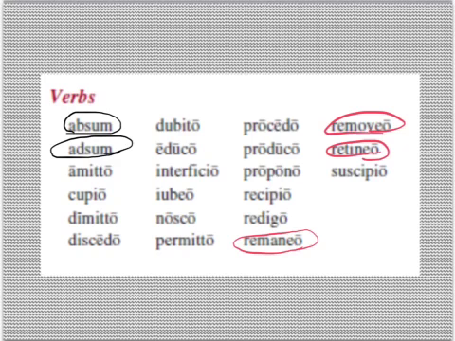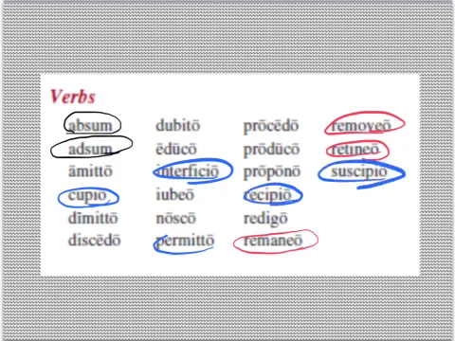Now I'll look for my fourth to see if I can find anything that's in the fourth. And in this list there is nothing from the fourth, so the rest of the ios will be third io: cupio, interficio, recipio, and suscipio are all third io. And notice these cipios will have the similar parts of capio.